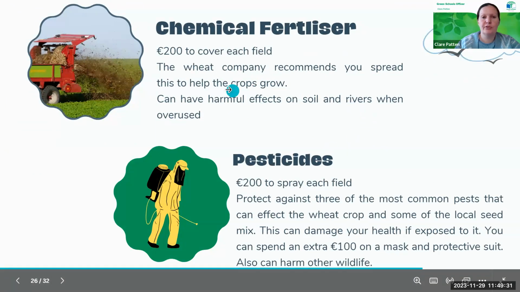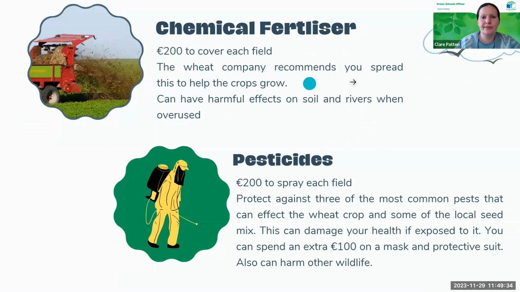So you can choose to add some fertilizer. This costs €200 to cover a field. So you could really only do this on one field if you spent all of your seed money. The company that sells the wheat recommends you spread this, and it will help your crops to grow really big, and you'll have extra to sell. Adding a lot of fertilizer can have harmful effects on the soil and the rivers. So if you add too much, it can damage the surrounding environment. So that's something to think about.